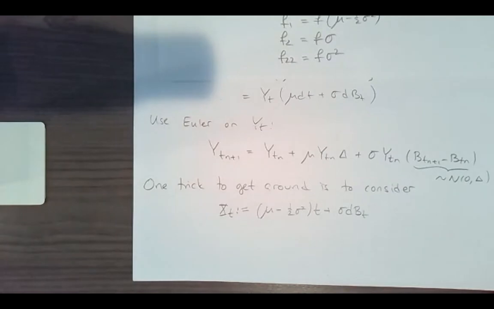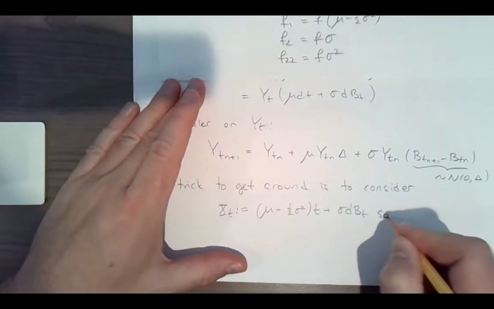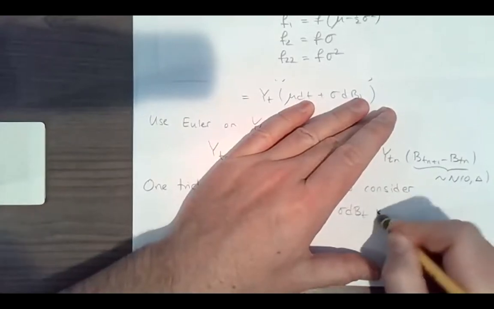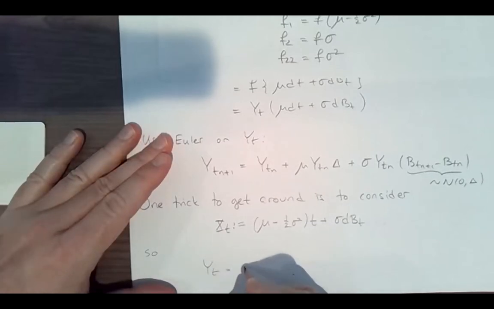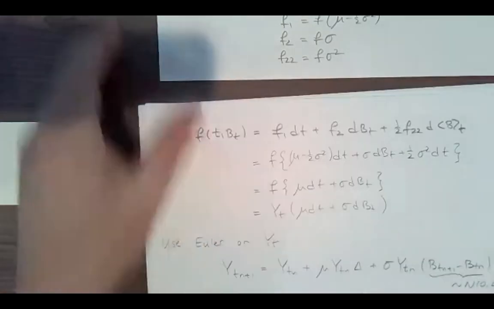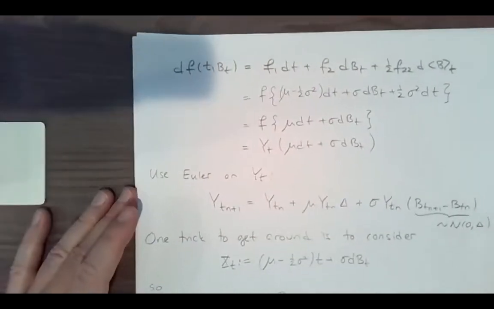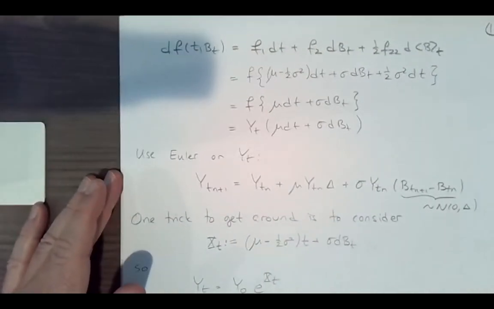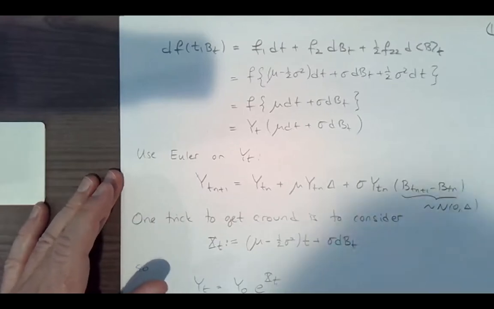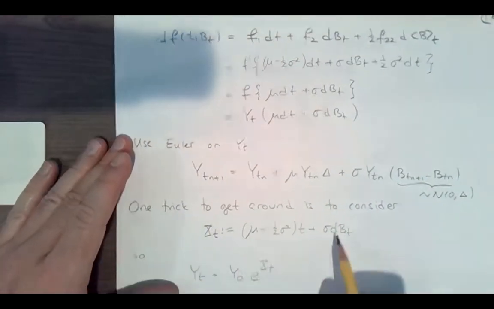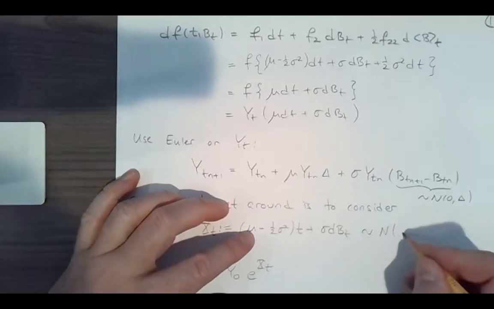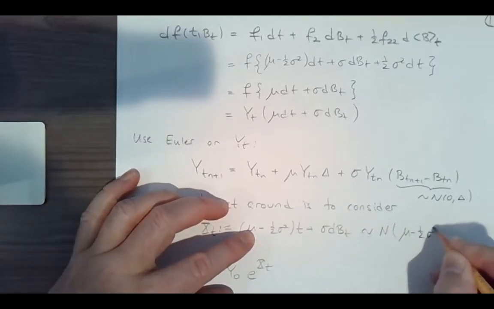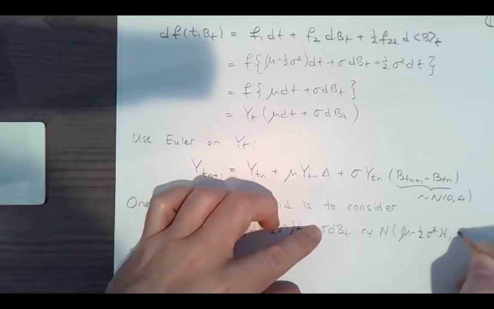What about that one? So this would give me that yt can be written as y0 e to the xt. Would that help? Well, now what we see is this thing here, this is really Gaussian, right? It has a drift, this here is Gaussian. This has a mean of mu minus 1/2 sigma squared times t. It has a variance of sigma squared times t.